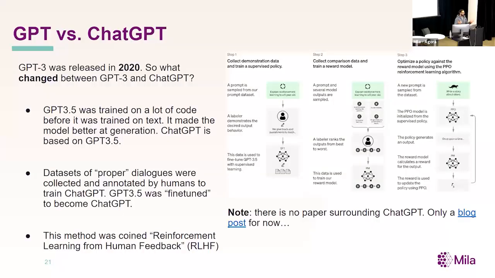There are some theories that it was trained on a lot of code before it was trained on text. So in what order did they train on this data? What kind of data did this actually train on? That really made the base underlying GPT model much better.